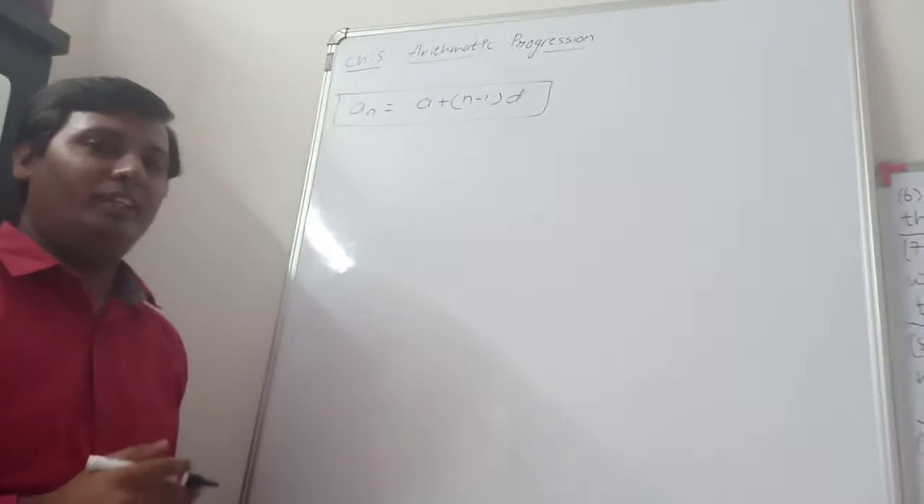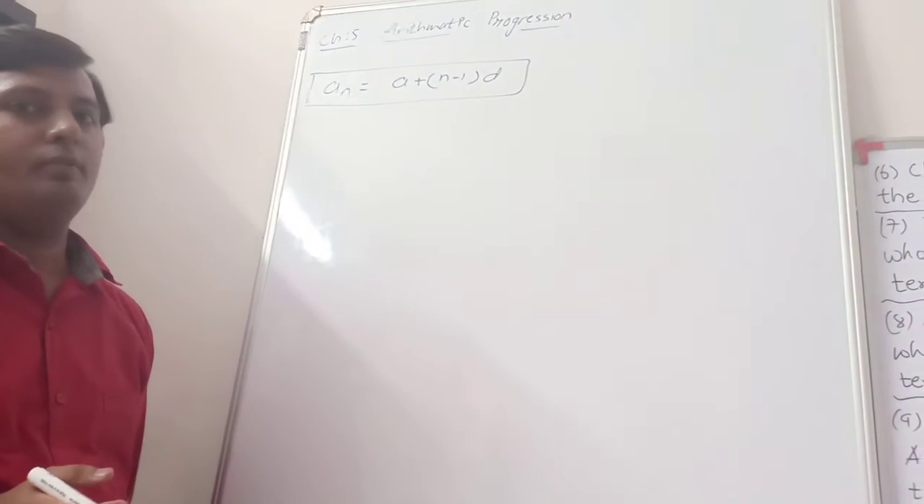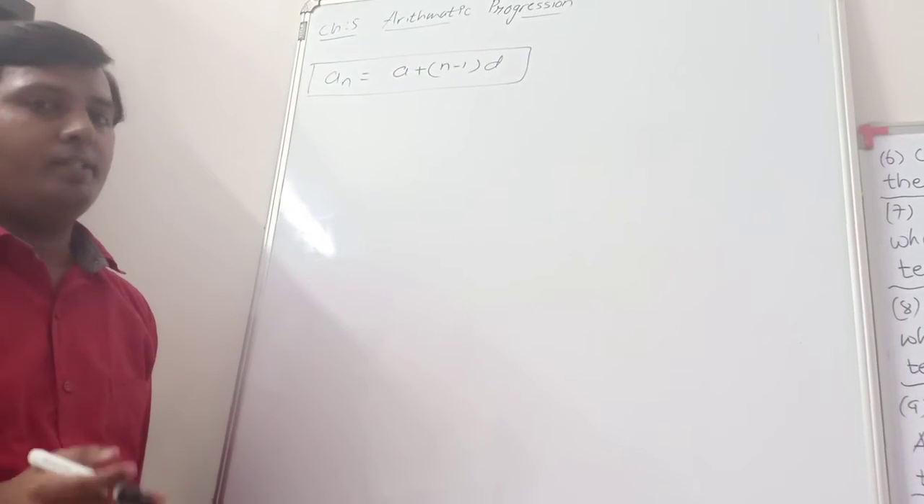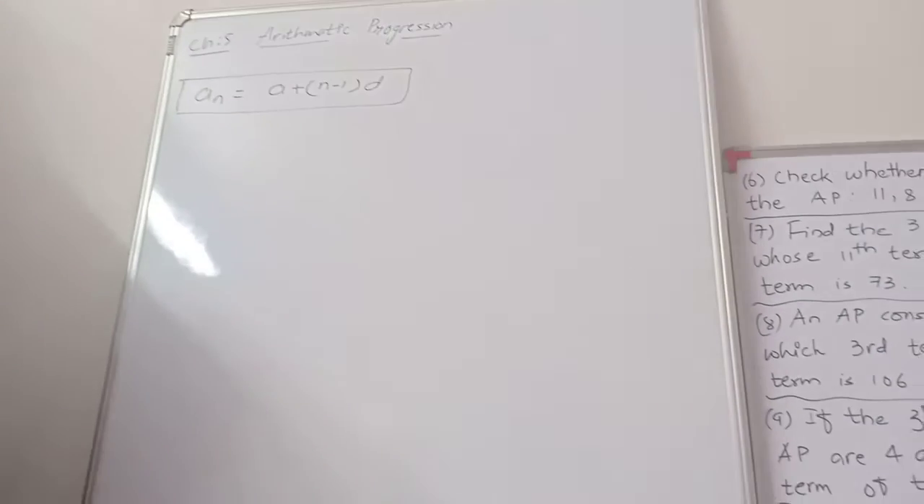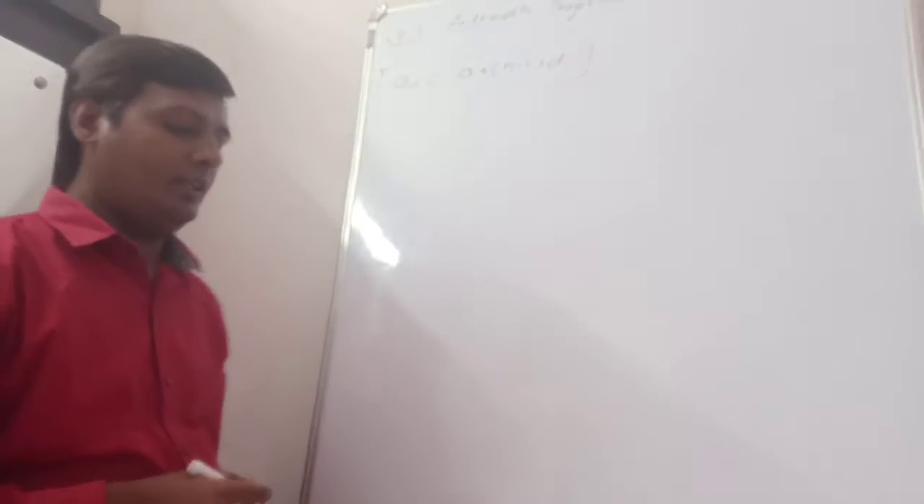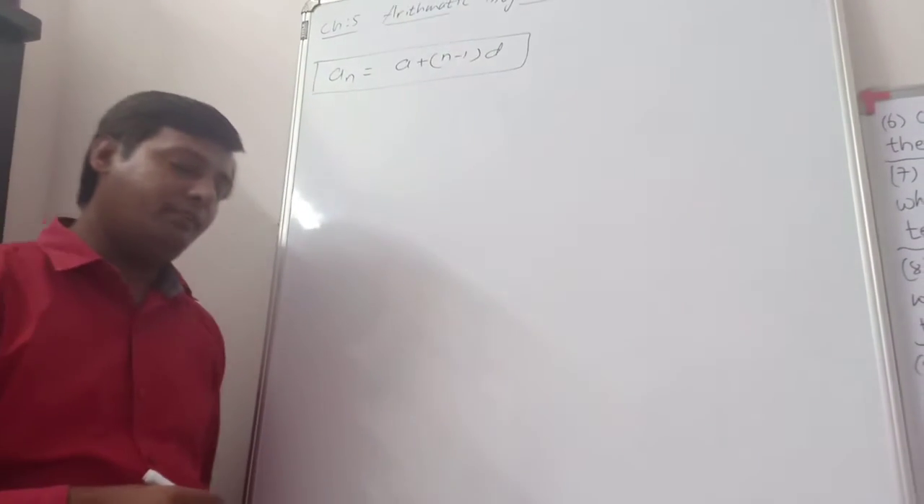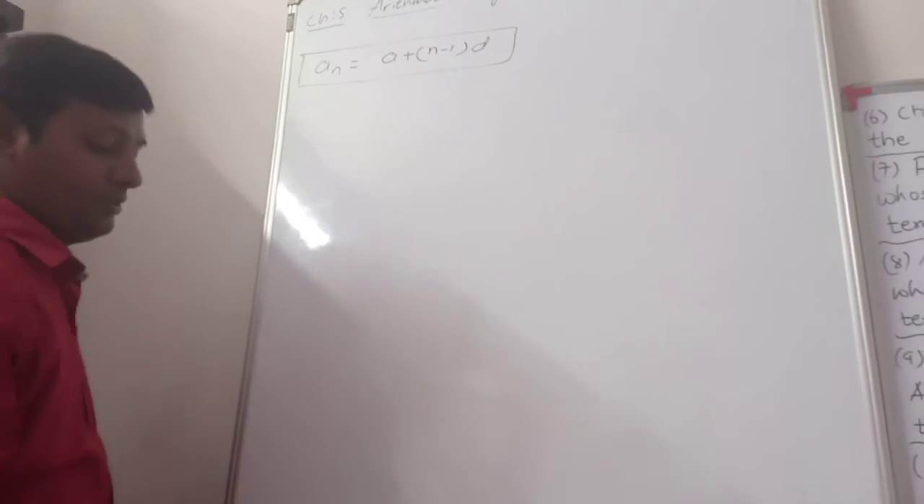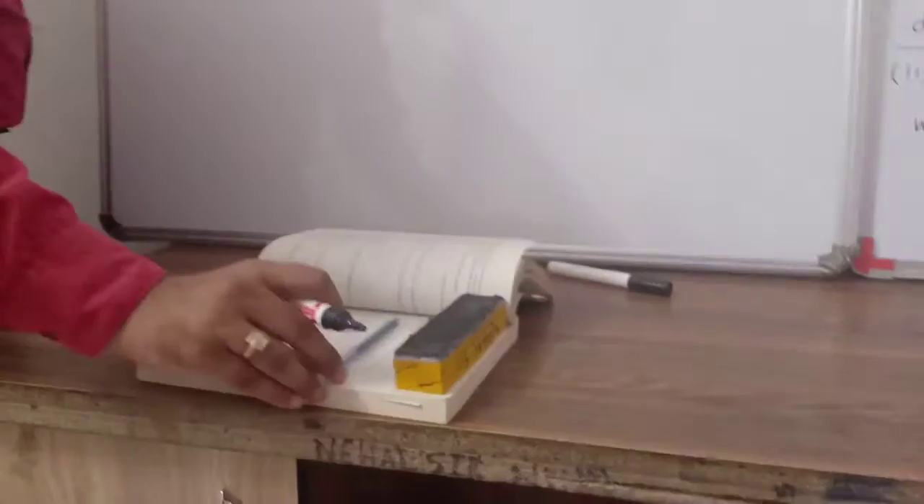जो हमें सेम मिल रहा है a2 minus a1 is equal to a3 minus a2 is equal to a4 minus a3 and so on. क्लियर? ओके. तो सम एग्जांपल्स हमने सॉल्व किए थे. सो नाउ वी स्टार्ट द एक्सरसाइज 5.1 एनसीईआरटी, राइट? सो नाउ वी स्टार्ट द क्वेश्चन नंबर थ्री.